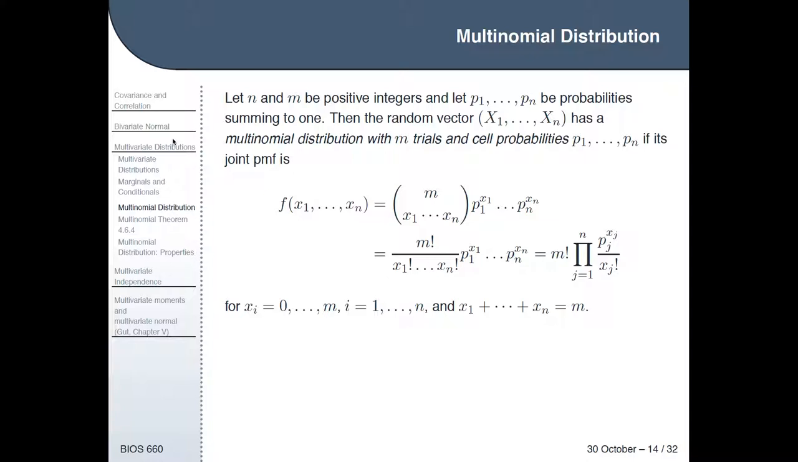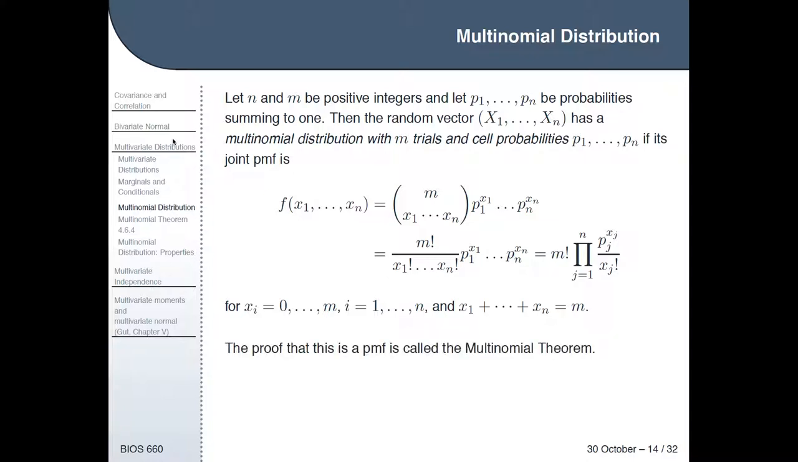In this case, then the random variable x1 up to xn has a multinomial distribution with m trials and cell probabilities p1, p2, up to pn. If the joint distribution looks like m choose x1, x2, up to xn, times the p's each to the appropriate power of x, which can be written as m factorial over the individual factorials down at the bottom.